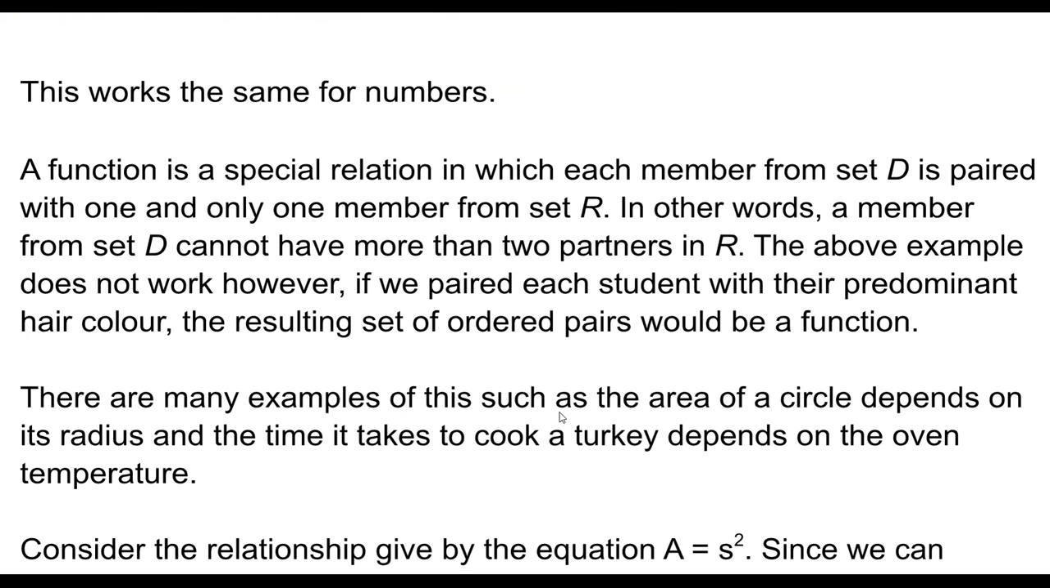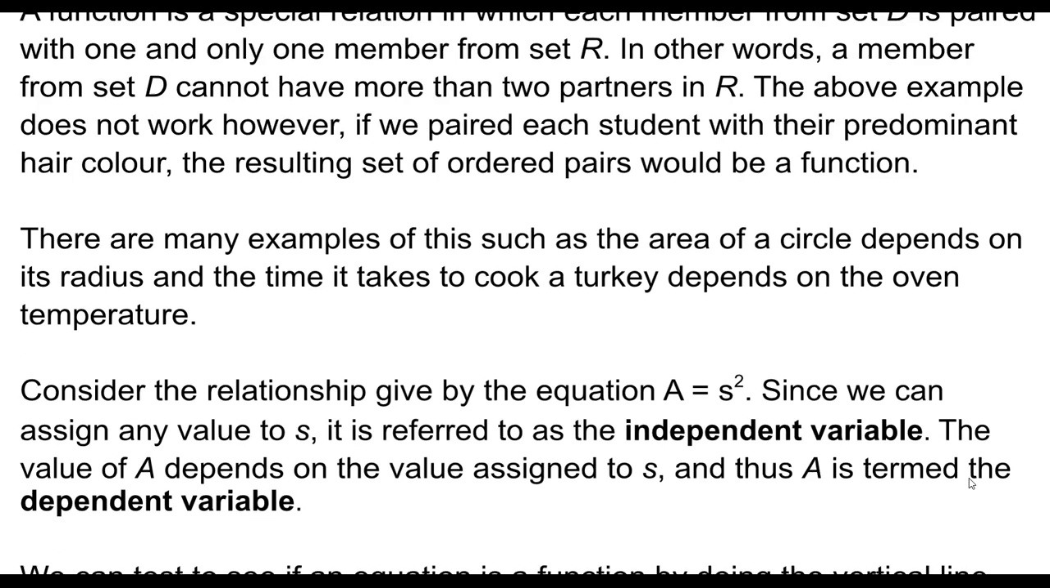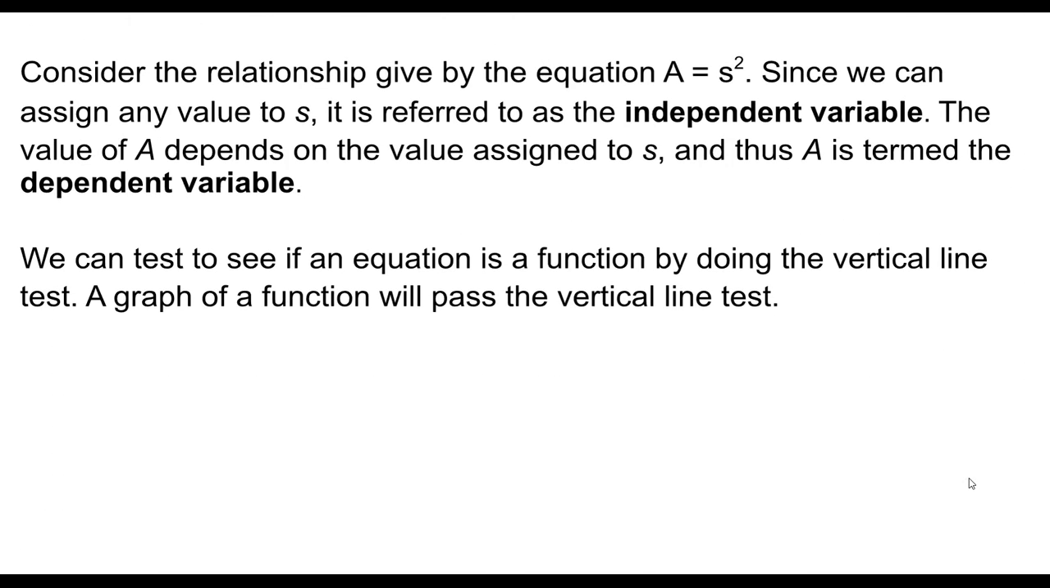There are many examples of this, such as the area of a circle depends on its radius, the time it takes to cook a turkey depends on the oven temperature. Consider the relationship given by the equation A equals S squared. Since we can assign any value to S, it is referred to as the independent variable. The value of A depends on the value assigned to S, and thus A is termed the dependent variable.